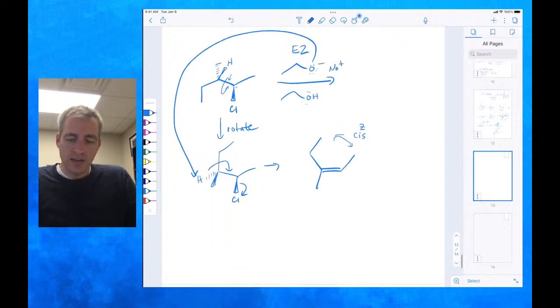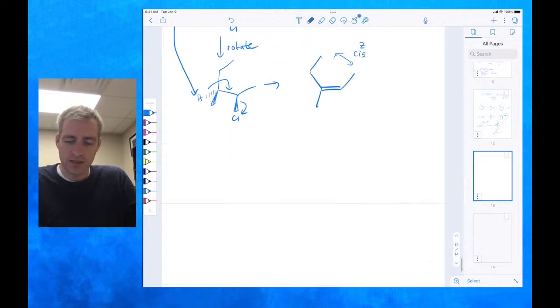So this anti-requirement for E2s can also occasionally be a problem when you have a cyclic chain, like in this example.